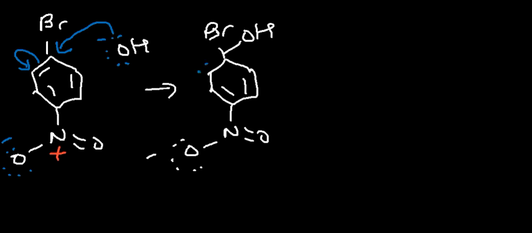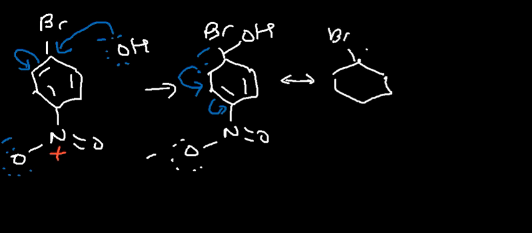And so now we have a negative charge. Now, we can draw another resonance form. This negative charge can move here and put a negative charge on that carbon. So the negative charge can jump by two carbons. So now we have a double bond here and one here.